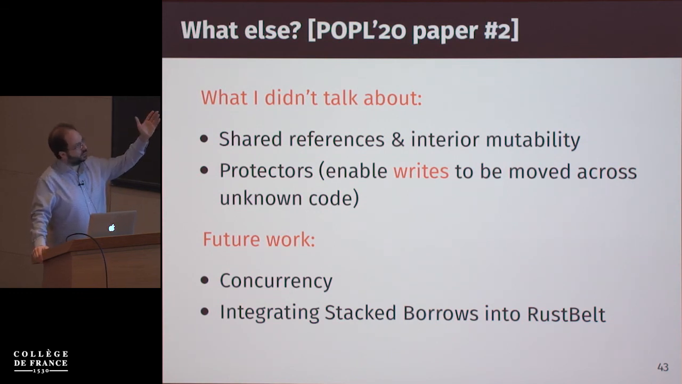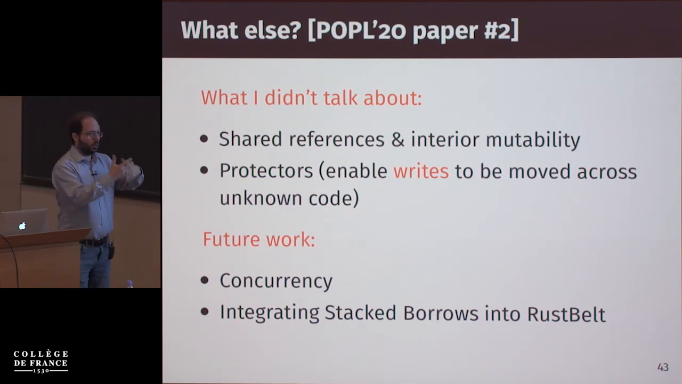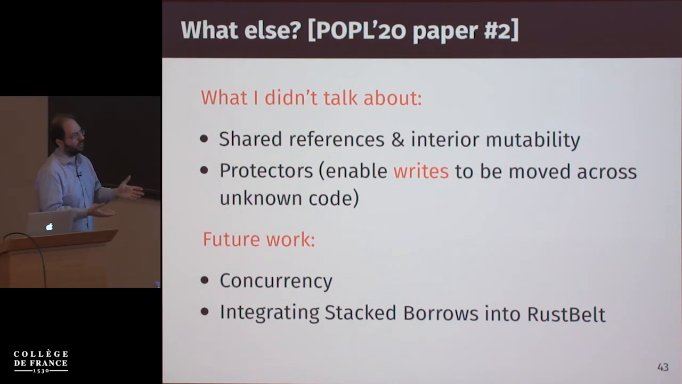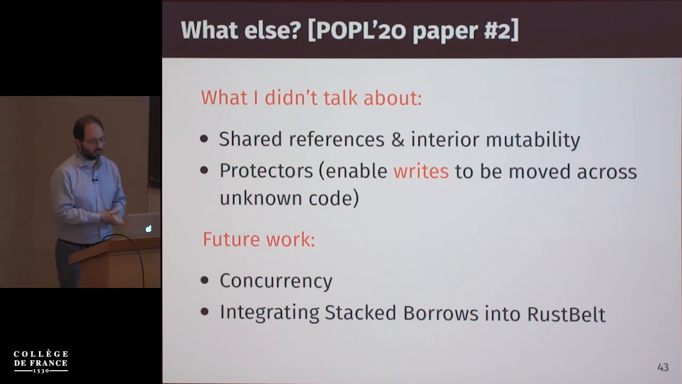There are other mechanisms we have in place to enable further optimizations of moving writes around unknown code. And there's still future work to be done on extending our semantics to handle concurrency. And furthermore, integrating this whole approach of stack borrows into the thing I talked about in the first part of the talk, which is this framework for proving safety of Rust programs.